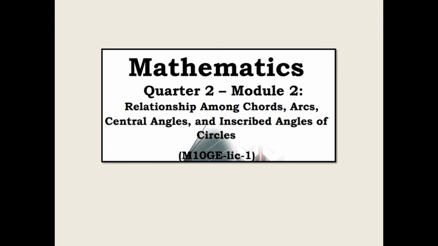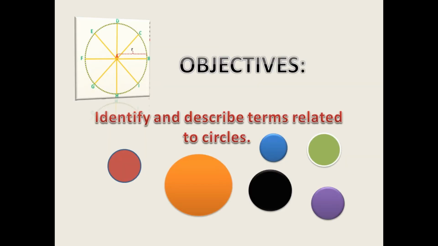Okay, so good day. We are now on quarter 2, module 2 of Mathematics 10: Relationships among chords, central angles, and inscribed angles of circles, with the code M10GE-IIc-1. In this episode of our video, we will discuss only the properties of a circle. Our objective is to identify terms related to circles.